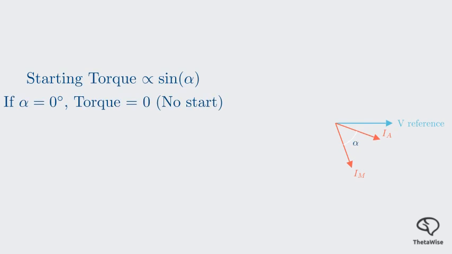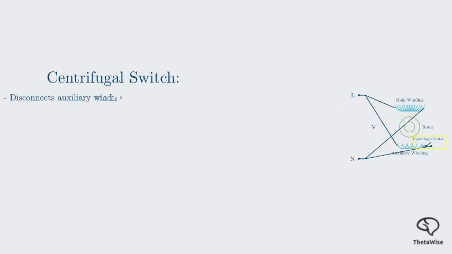The greater the angle alpha, the greater the starting torque, because torque is proportional to the sine of this angle. If alpha were 0, there would be no torque, and the motor wouldn't start. Now, what about that centrifugal switch? It's connected in series with the auxiliary winding.